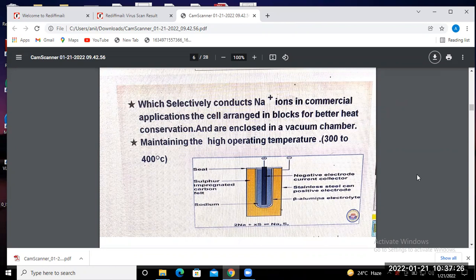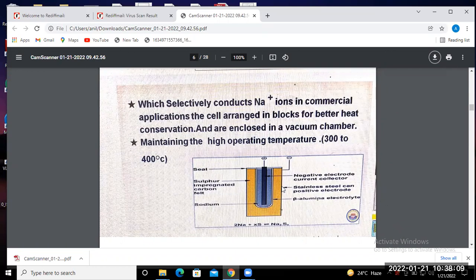So you will find here the positive electrode, and this one is your negative electrode. So the negative electrode current collector, this one is your current collector. Since sulfur is not a very good conductor material, this is the sulfur immersed in the carbon felt. And this one is your liquid. So maintaining the high operating temperature, that means about 300 to 400 degrees Celsius, and they are enclosed in a vacuum chamber.